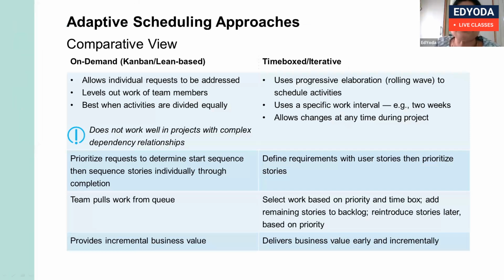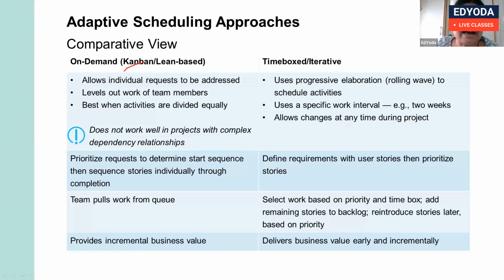See these adaptive scheduling approaches. Here, on demand. Remember, last slide we saw that is on demand. Another one is time boxed. What is this on demand? It is called Kanban or lean based. Allow individuals to request to be addressed. They can do on demand. They can ask, you have to take this.